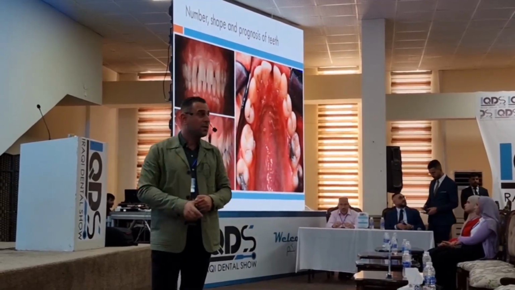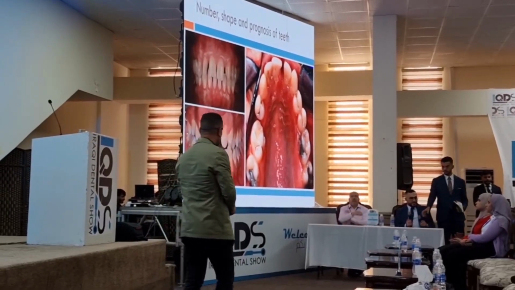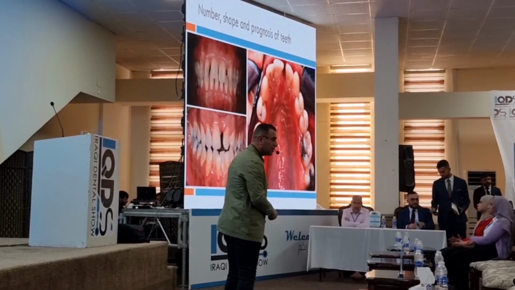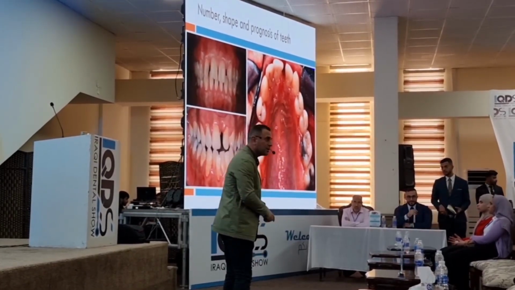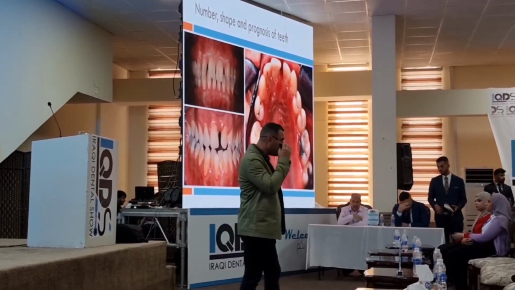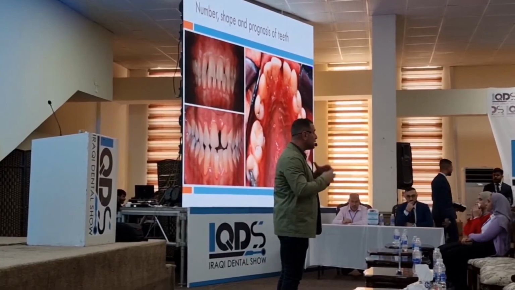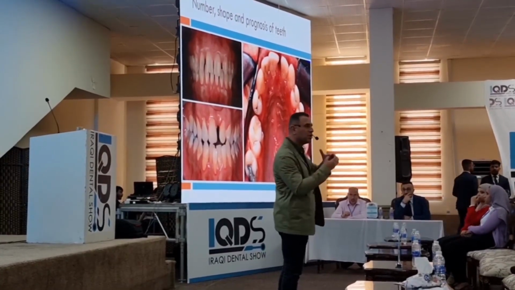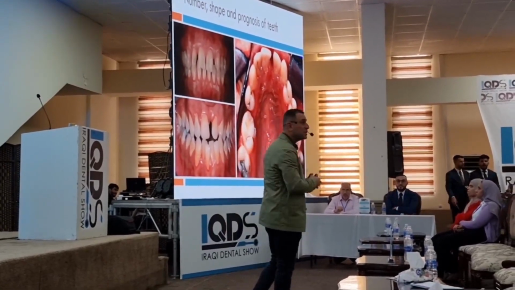Another factor. The number, shape, and prognosis of the teeth. You have a congenitally missing lateral. It is mandatory to open space for this lateral because the teeth on the left and the right side must be in the same number. If you decide not to open space for the lateral, let's say the patient has overjet, you have to extract this lateral and close the space completely.